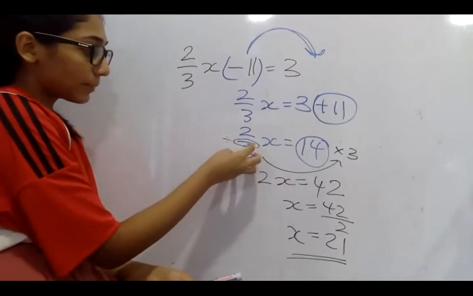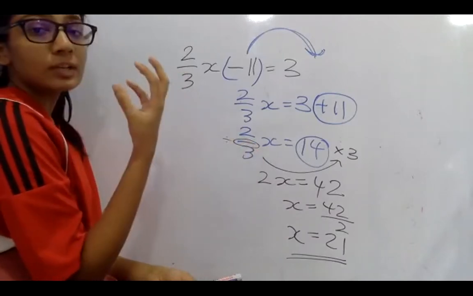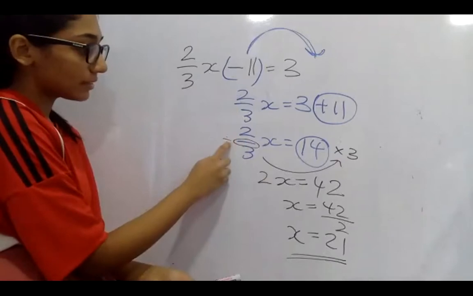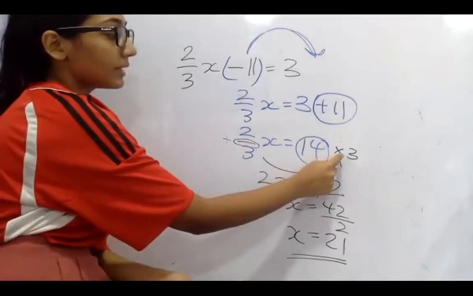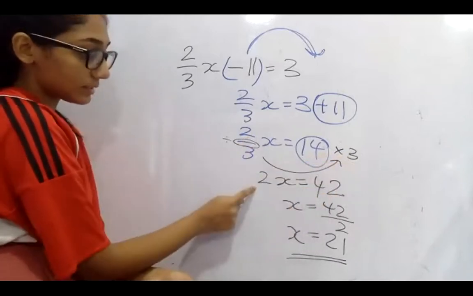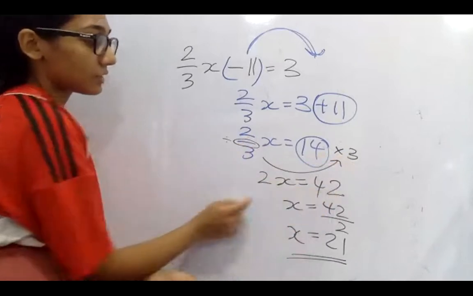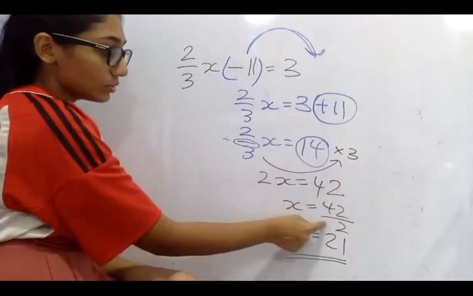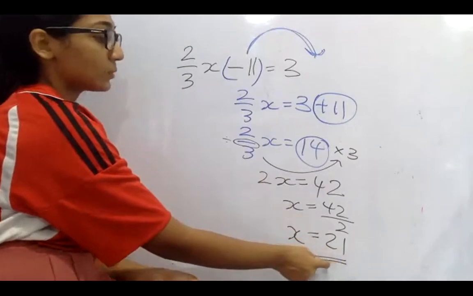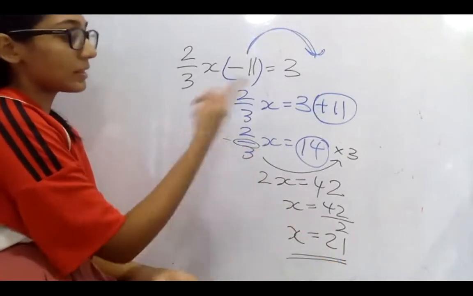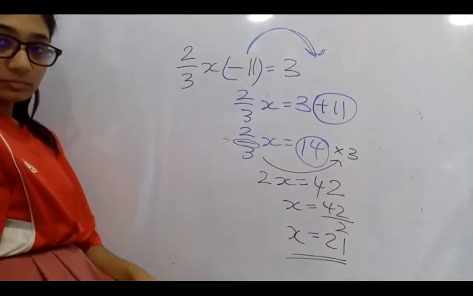The goal is to move the numbers first. Move all the numbers. So this is divide 3, so when I bring it over it will be times 3. So 14 times 3 is 42. The 2 is still here. So 2x equals 42. x equals 42 divided by 2. x equals 21. So always move the bottom number and then the top number.